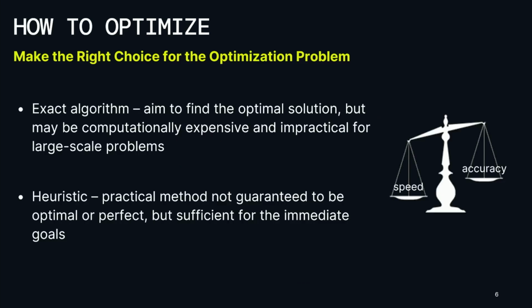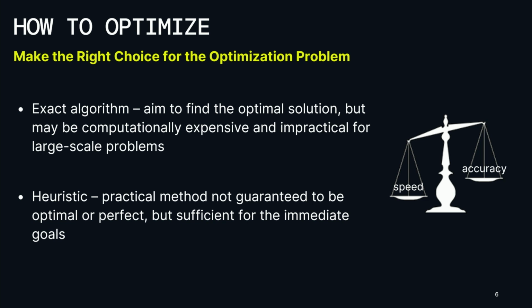So when it comes to how to optimize, we need to evaluate a few things to make the right choice for the optimization problem. There are some exact algorithms that aim to find an optimal solution. To be an exact algorithm, the optimality needs to be proven. But it may be computationally expensive, and sometimes it's just impractical for large scale problems.